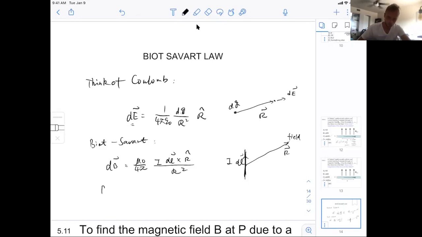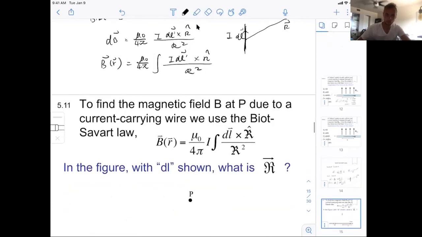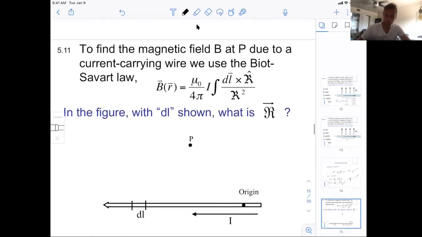Okay. Now, if you write that using integral format, then that's going to be mu naught over 4 pi, the integral of I dl cross R, now this is the source, you can put a prime on it, over R squared. Okay. So like what we just did there, you have a wire, you have a little section dl, you have a current flowing, and this is your origin, and this is the field of interest.